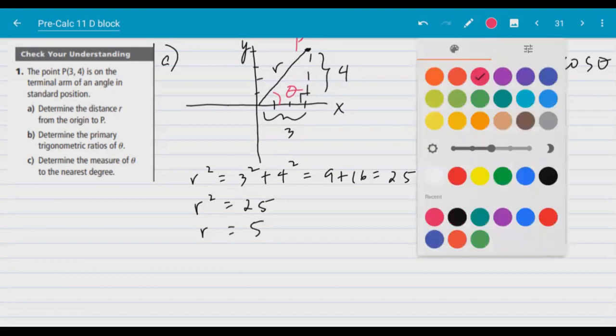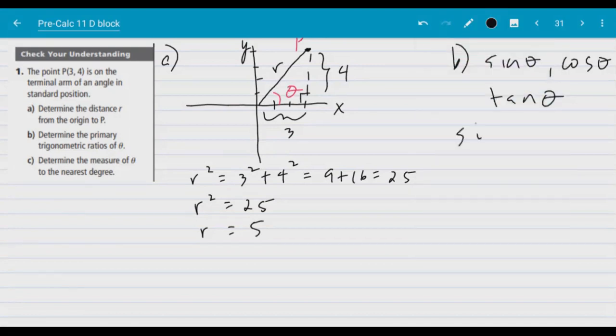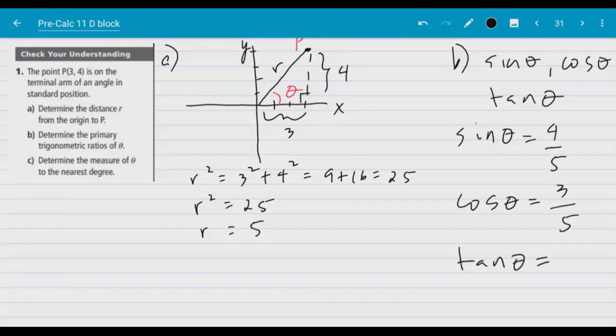Let's do them one at a time. Sine theta is equal to opposite over hypotenuse, which is 4 over 5. Cosine theta will be given by adjacent over hypotenuse, which is 3 over 5, while the tangent will be given by opposite over adjacent, which is 4 over 3. That's pretty easy.